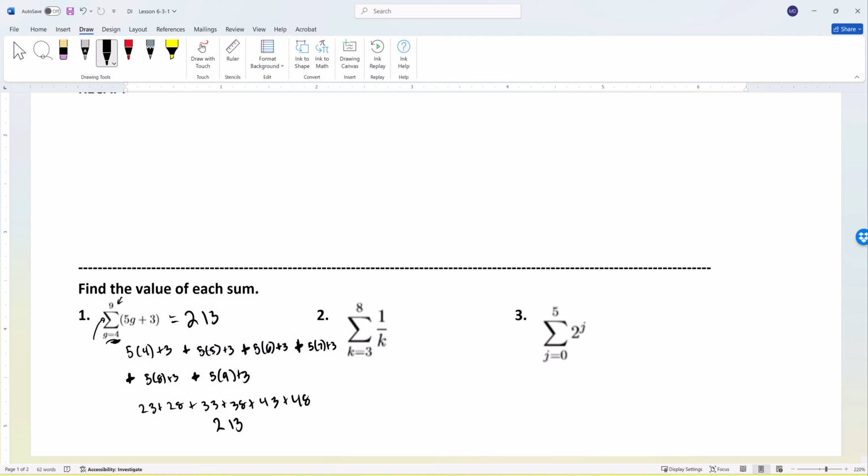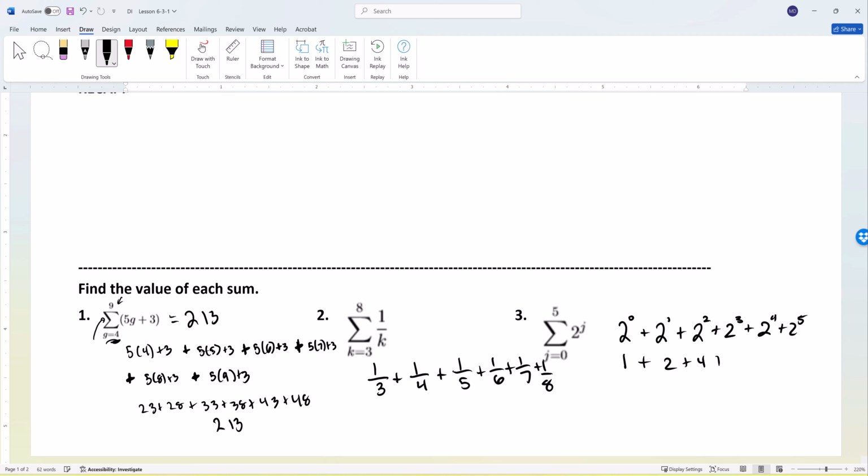So for number 2, for 1 over k, so that's going to be 1 over 3 plus 1 over 4 plus 1 over 5 plus 1 over 6 plus 1 over 7 plus 1 over 8. And you need to add those all together. It's just easier to use a calculator in this sense. For this next one, this is 2 to the j, so this is 2 to the 0 plus 2 to the 1 plus 2 to the second power plus 2 to the third power plus 2 to the fourth power plus 2 to the fifth power. And so that's 1, that's 2, that's 4, that's 8, that's 16, that's 32. And you add those all up together and you find your value.